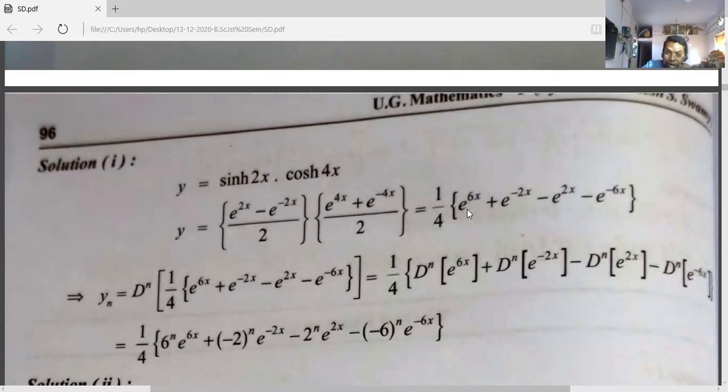Already you know a to the power m into a to the power n, you can add as a to the power m plus n. The same you are using here. e to the power 2x into e to the power 4x you are adding, e to the power 2x plus 4x you are writing. The remaining are the same, in the same manner we are writing here. Now you see you have to find out the nth derivative.